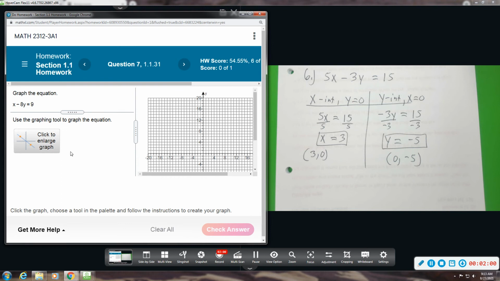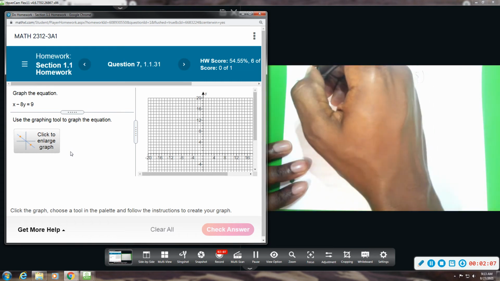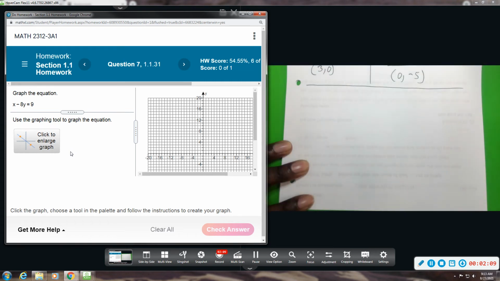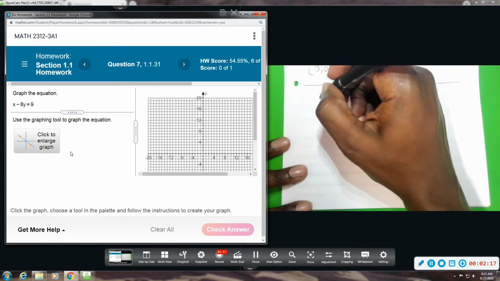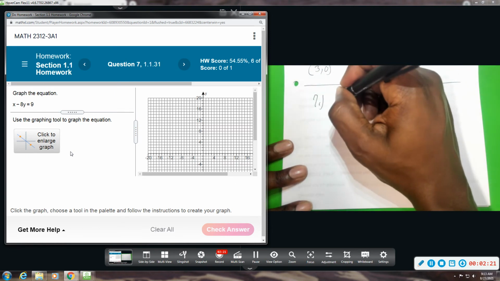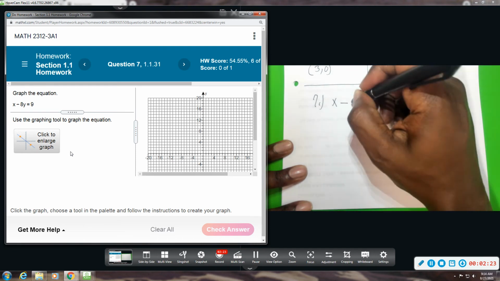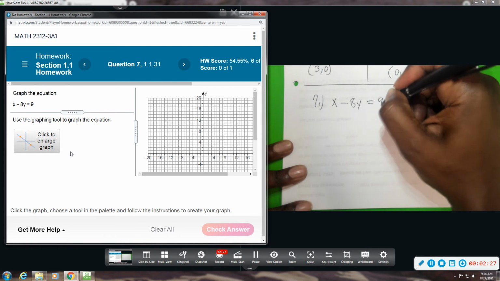All right, so I'm also going to do 7 here. This one, I believe we will have to use a combination of the intercepts and the slope. So, and it may be better just to turn it into slope-intercept form, but we'll see in just a moment. Number 7 equation is x minus 8y equals 9.